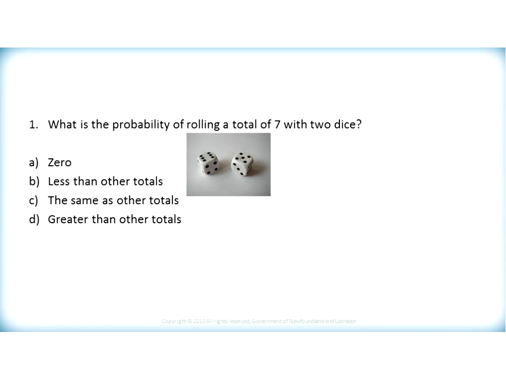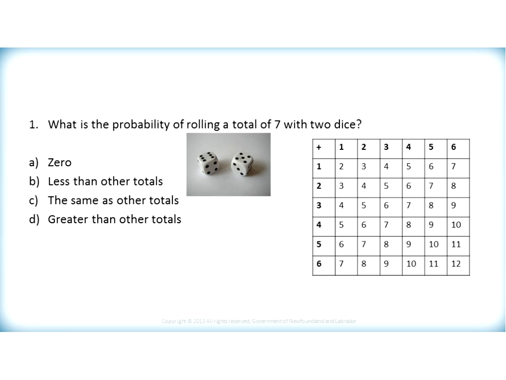In order to determine the probability of rolling a 7 with 2 dice, it would be a good idea to know how many different ways we can roll 2 dice in total. So I've come up with this table that tells me, if I have 2 dice, the first die is on the side: 1, 2, 3, 4, 5, 6. Those are the possible rolls of the first die. The second die is on the top. Possibilities are 1, 2, 3, 4, 5, 6.